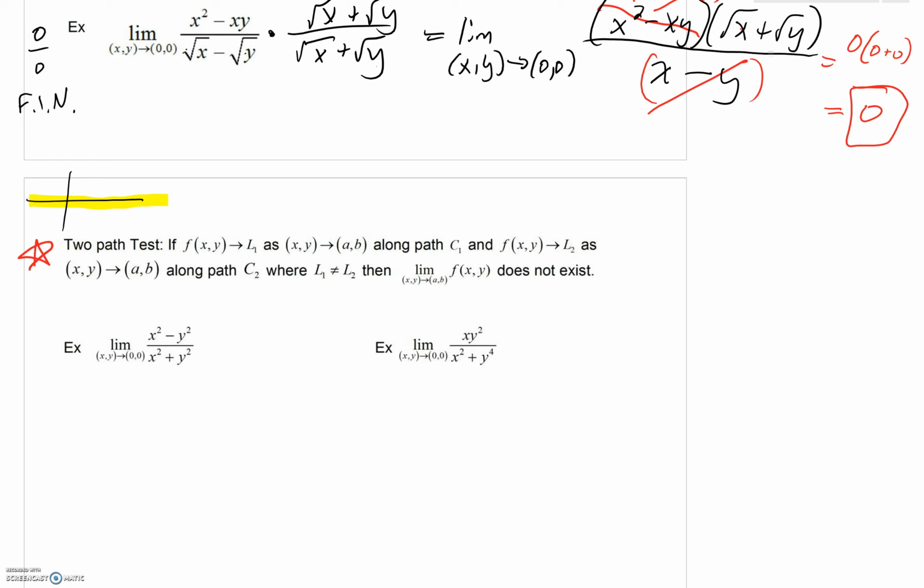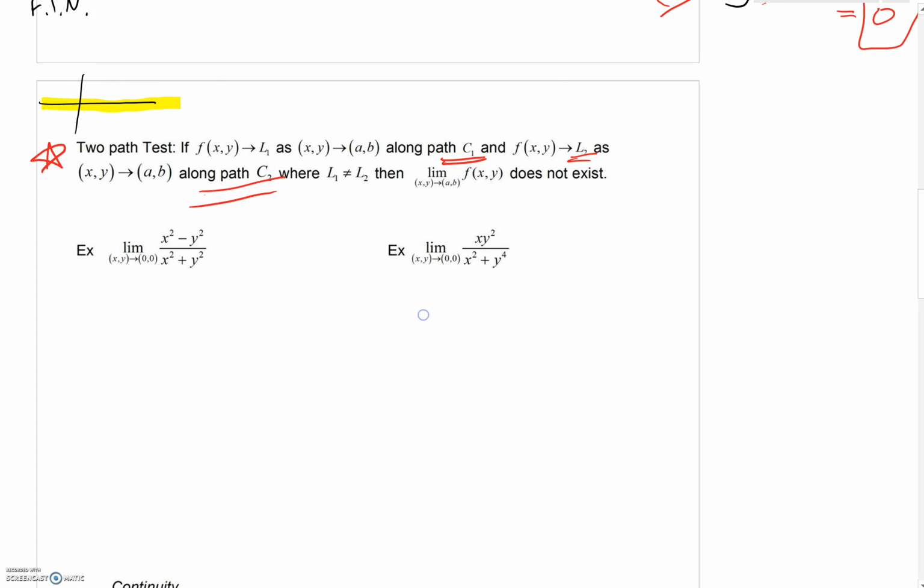What we're seeing is, look, if we go along path C1, and we arrive at a limit of L1, but if we get L2 going along a different path, that means that those two limits would not be the same. That means that your limit does not exist. So that begs the question. You can think, well, my goodness, how in the world do we even begin to make sense of this?